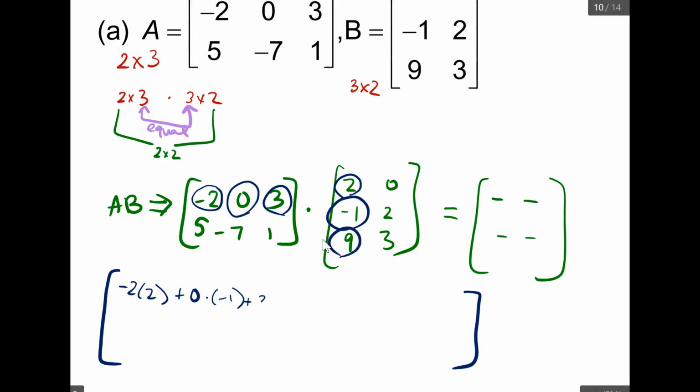Wait, but usually if it's the same amount of rows, you would go -2 times 2 and then 0 times 0, right? If there were 2 rows and 2 columns. No, because you go across the first matrix, down the second. But before, was that addition? Addition, subtraction, yep. Multiplication's a little different.